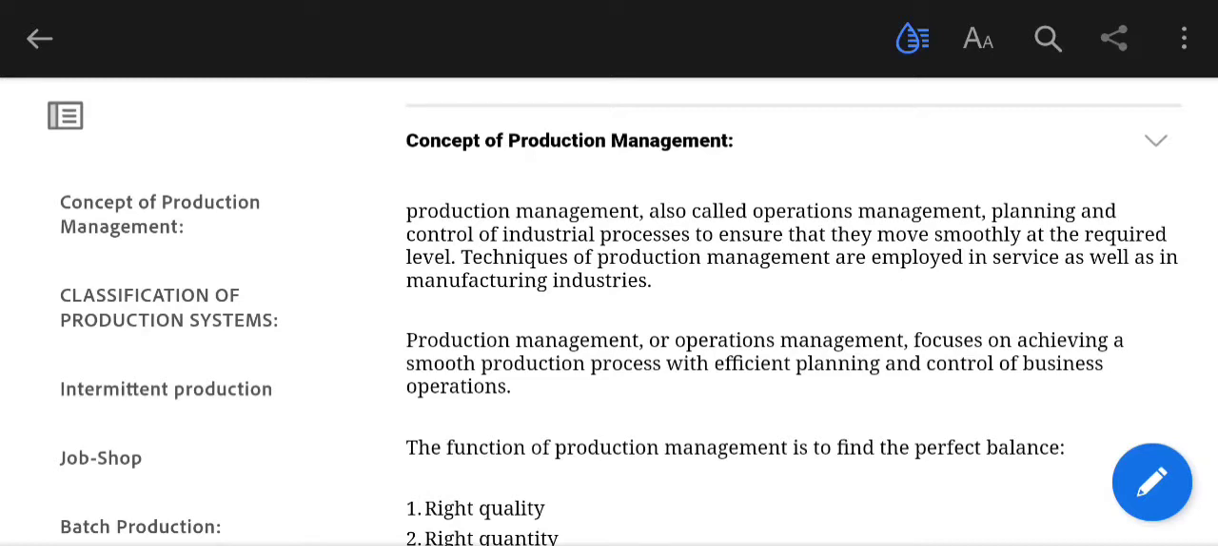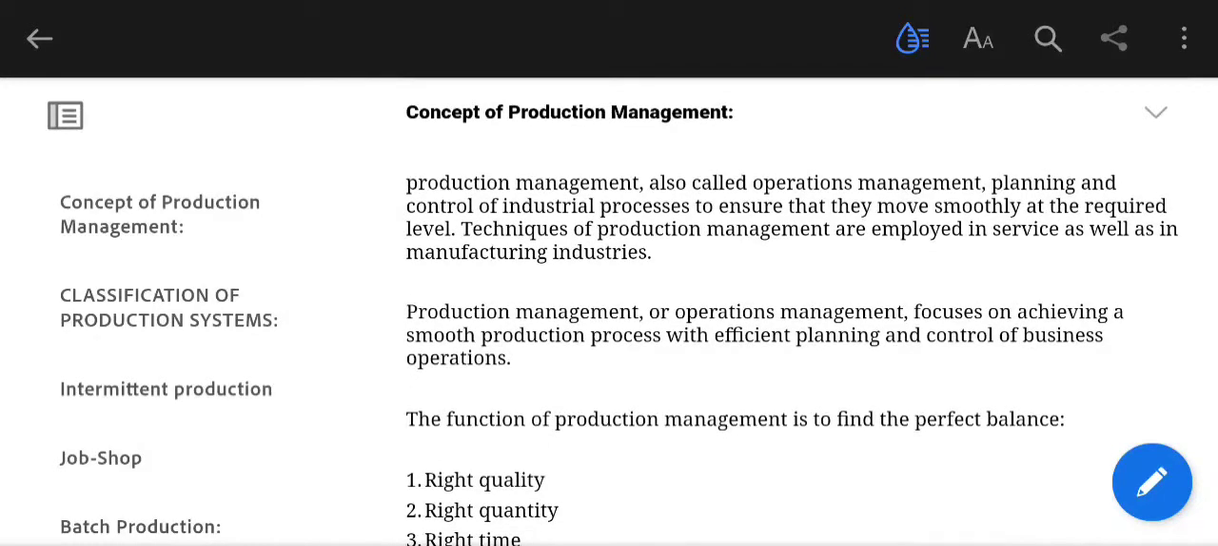Guys, today we are going to see the concept of production management. This concept is required in every type of industry. It's not only about the service industry or manufacturing, it's related to all the industries that we have. So let us see what exactly production management is. Production management is also called operation management. Basically, it is what we control and plan for executing our orders. So let's see what production management is all about.